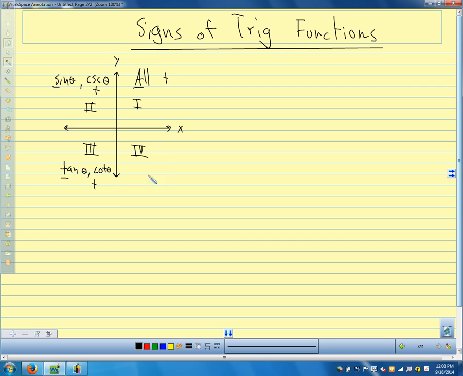And then down here in the fourth quadrant, our x is positive, our y is negative, so what's going to be positive down here? Cosine theta and secant theta.